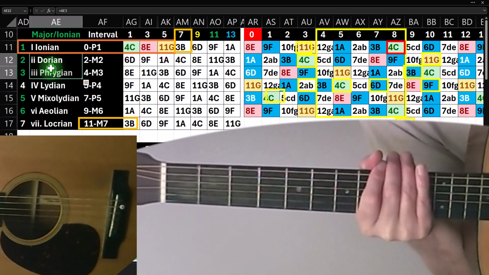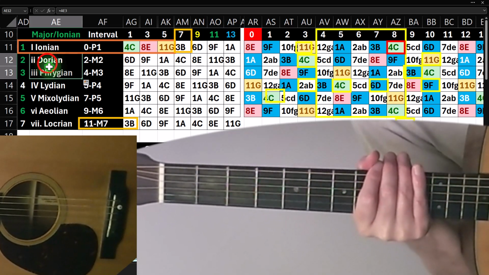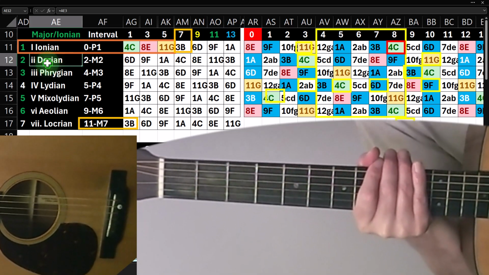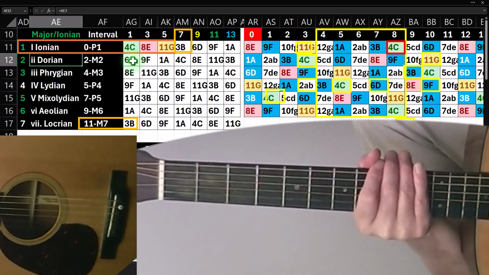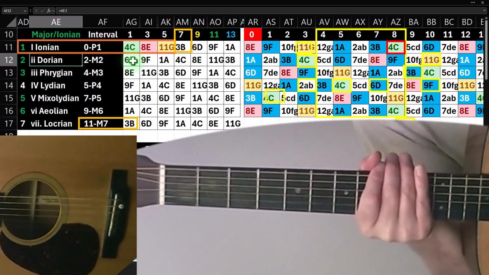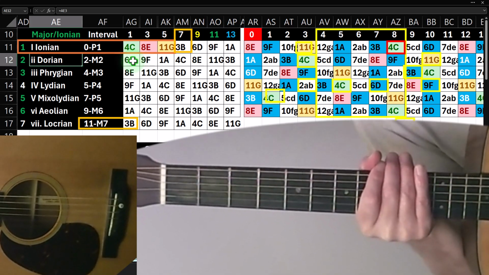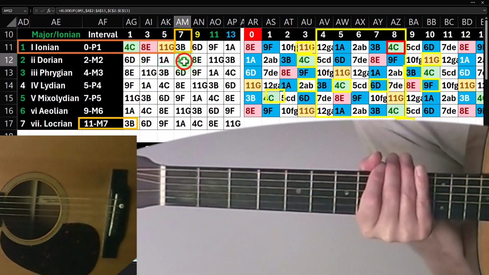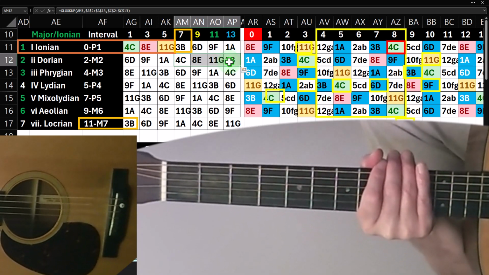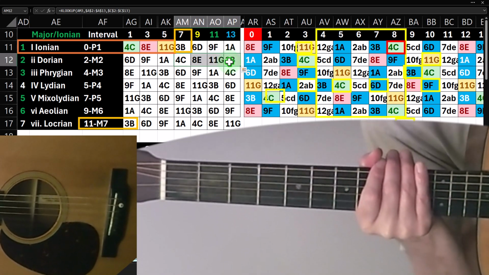Why is that useful? Not only because it lets me play in multiple modes, it also lets me maneuver from chord to chord, no matter what mode I'm playing in, to be able to determine not only whether it's major or minor, but also what 7, 9, 11, and 13 will fit into the chord. So that's going to be basically the general outline.